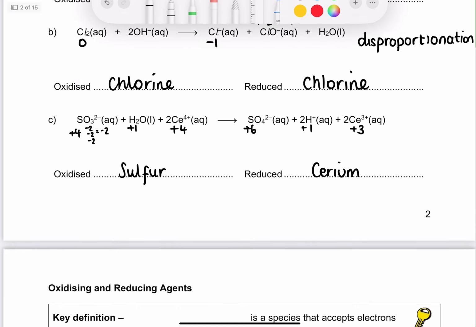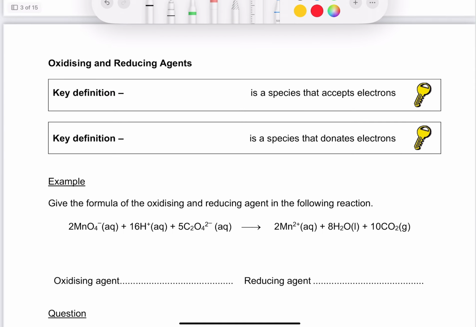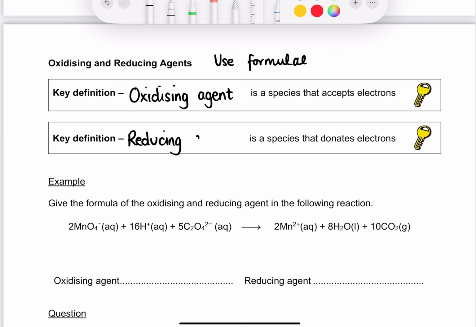So our last little bit of revision is, what do we mean by oxidizing and reducing agent? When we're doing these, we're going to use the formulae from the balanced equation when we're referring to oxidizing and reducing agents, rather than the element that undergoes oxidation or reduction. So an oxidizing agent causes loss by accepting electrons, and a reducing agent is the cause of gain, and so it has to give electrons.